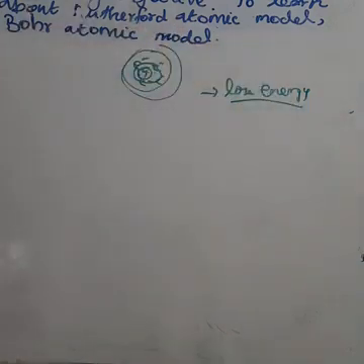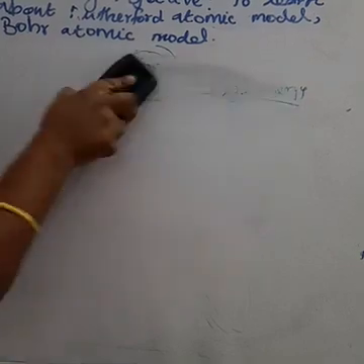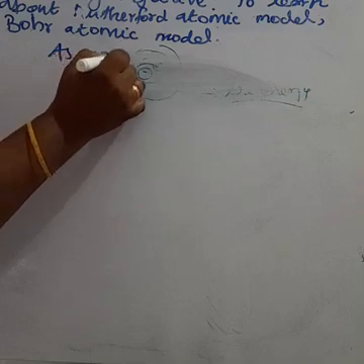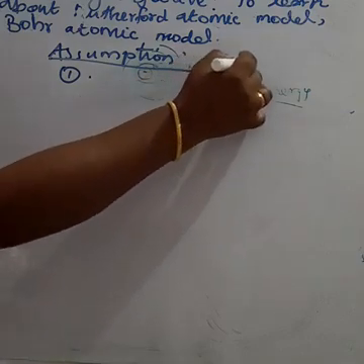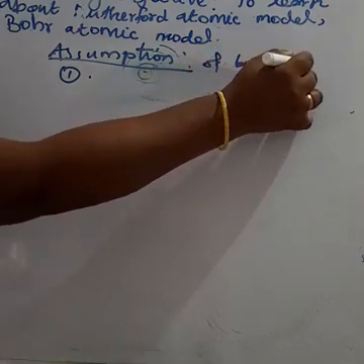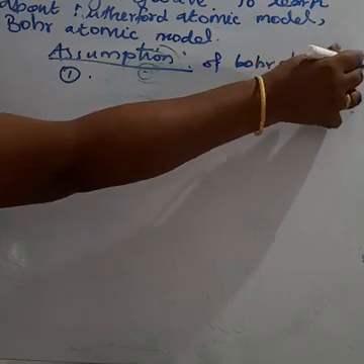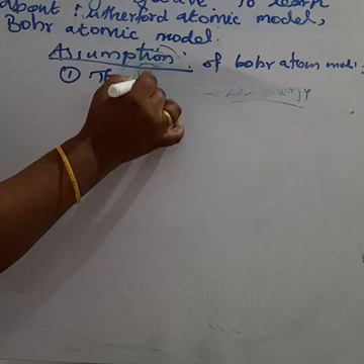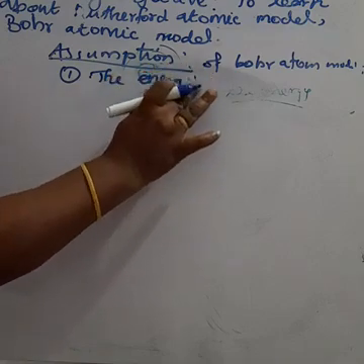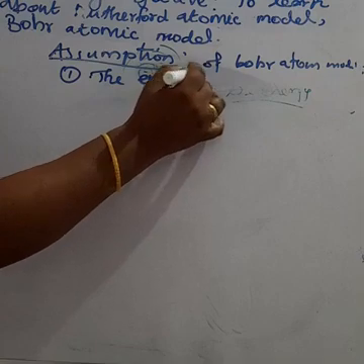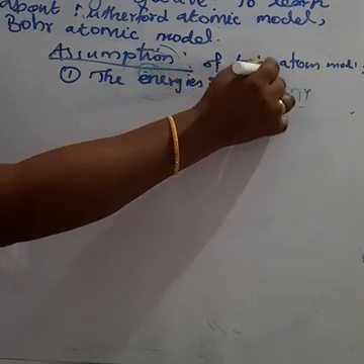And what are the assumptions of the Bohr atom model? Very, very important. When electrons revolve around the nucleus, they lose energy in the form of radiation. What are the main assumptions of the Bohr atom model? The energies of electrons are quantized.